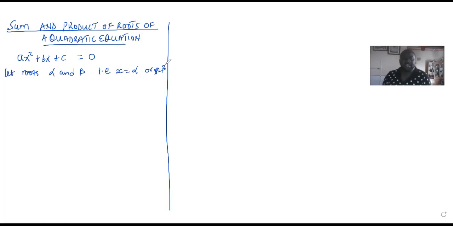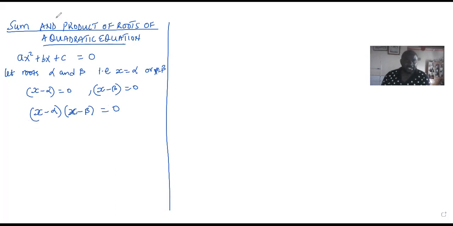And if x is either alpha or beta, then it means that x minus alpha is equal to 0. Likewise, x minus beta is also equal to 0. But because it comes from quadratic equations, if you multiply these two factors, you must get 0.